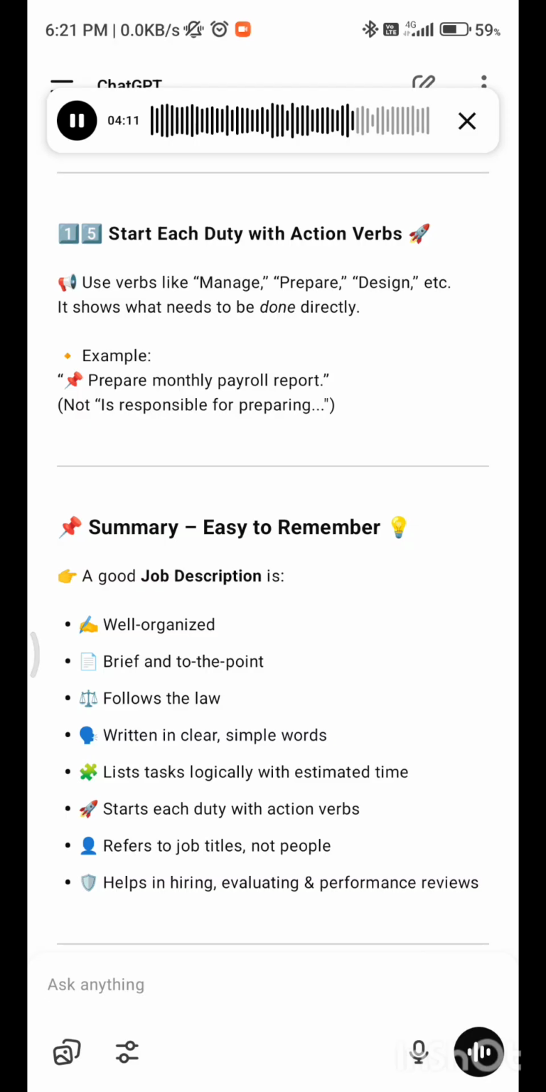Summary, easy to remember. A good job description is well organized, brief and to the point, follows the law, written in clear, simple words, lists tasks logically with estimated time, starts each duty with action verbs, refers to job titles, not people, and helps in hiring, evaluating, and performance reviews.